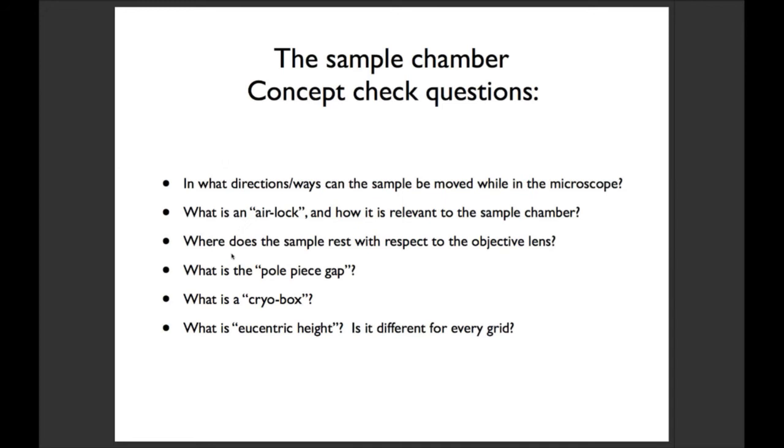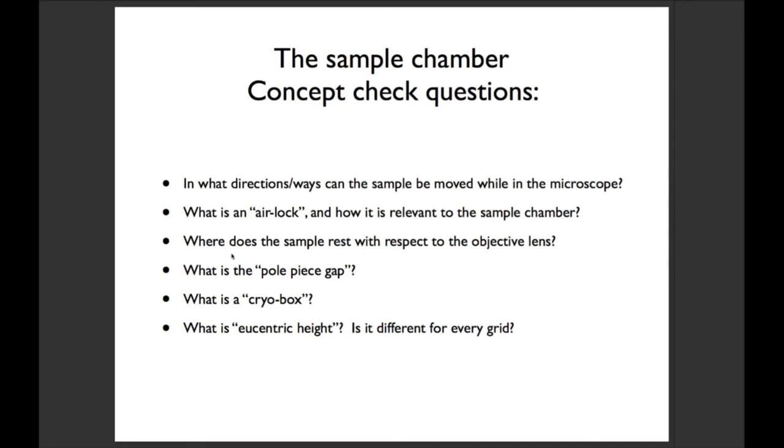So, directions: can the sample move while it's in the microscope? You can have translational movement, so X, Y, and also Z. Airlock is the pre-vacuum area before it enters the column itself. Where does the sample rest with respect to the objective lens? The sample rests above the objective lens and above the objective apertures. The pole piece gap I'm going to skip because I did not find that very relevant for me.